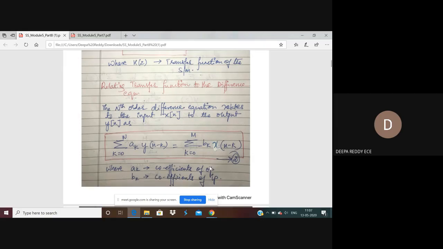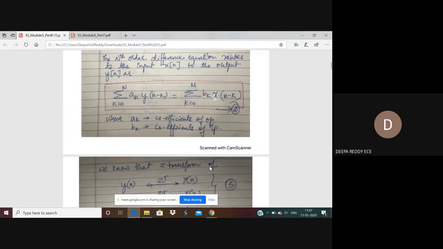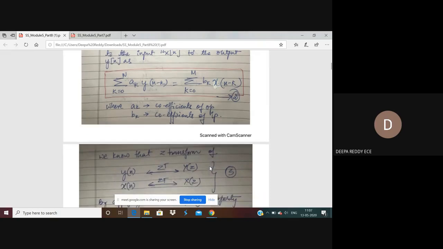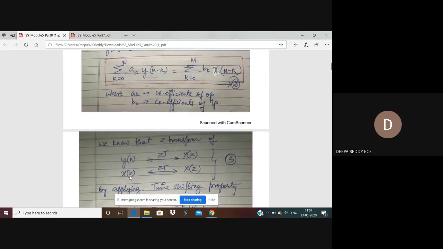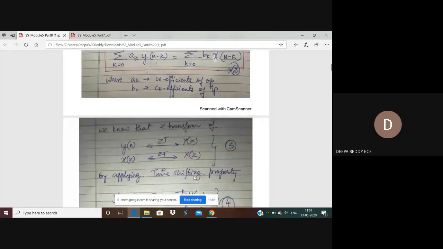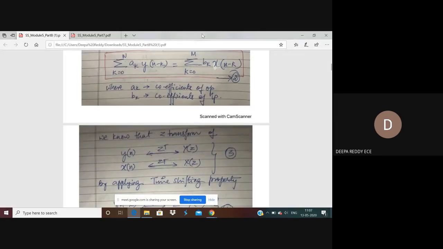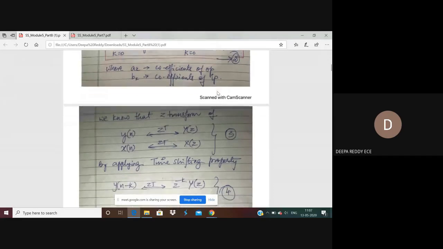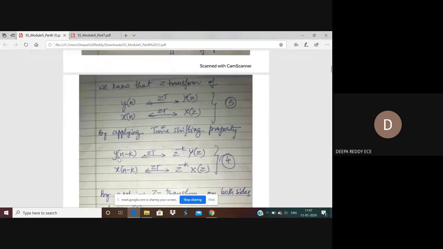Starting on a general note, we know the Z transform of y of n is Y of z, and of x of n is X of z. Now we apply the time shifting property, because in the general equation we have y of n minus k and x of n minus k, which are time shifted signals. So what does the time shifting property state? It states that the Z transform of y of n minus k is whatever the time shift was.